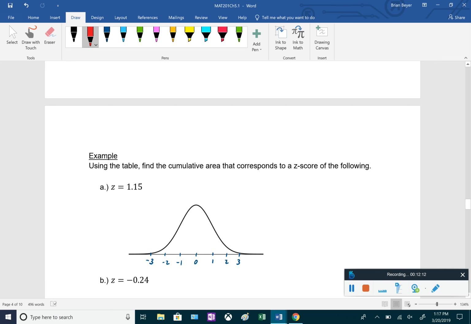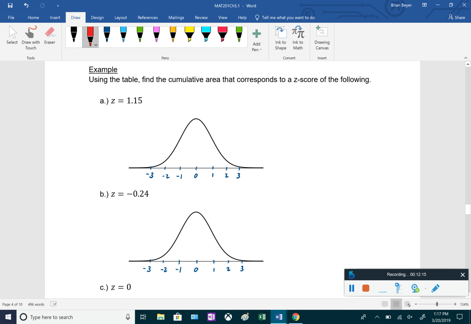So let's do some examples, and I'll bring up the table in a second. Using the table, find the cumulative area that corresponds to a z-score of the following. We want to find the cumulative area for a z-score of 1.15. Once again, this means whatever the data set represents, we have a data entry that is 1.15 standard deviations above the mean because it's positive. These are all going to be standard normal curves. So 1.15 is going to be about right here, a little bit over 1.